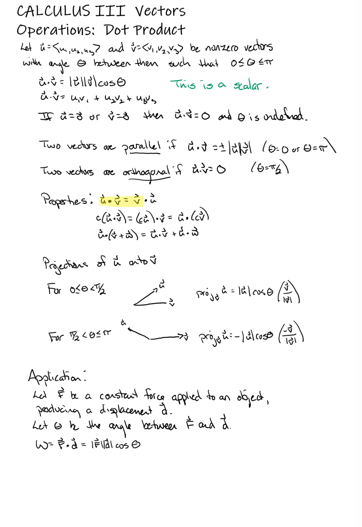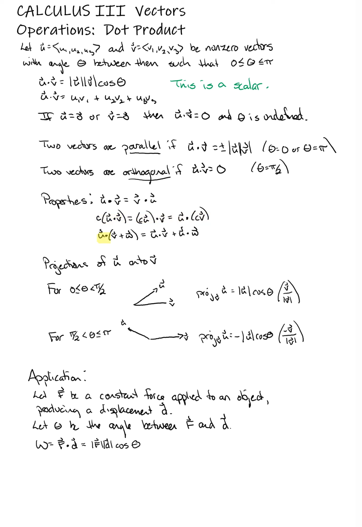The dot product is commutative. We could also look at scalar multiplication. Notice I've got a scalar c times a dot product. And we can multiply this in a couple of different orders. Either way, we would call that an associative property. We can associate the scalar with u or associate the scalar with v and then take the dot product.